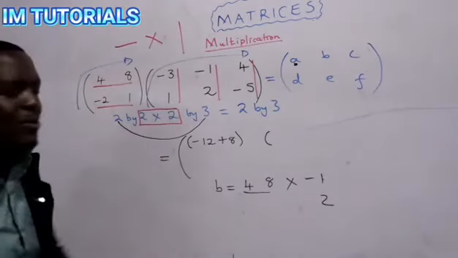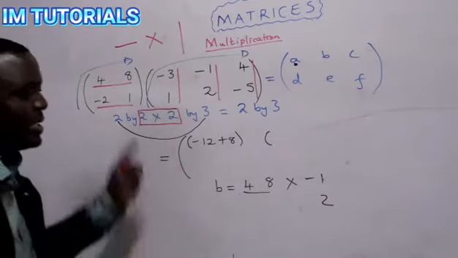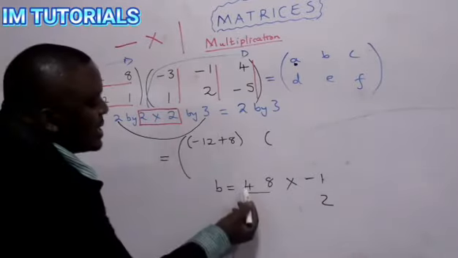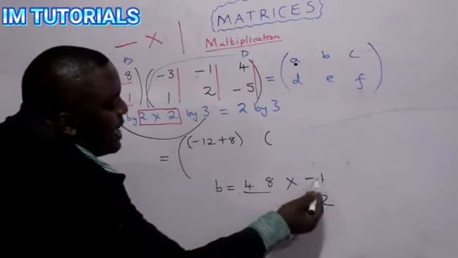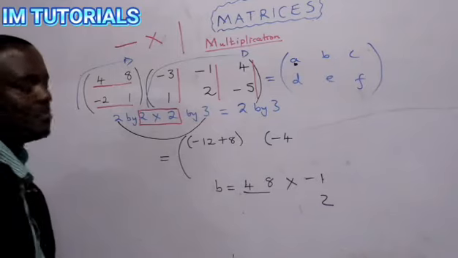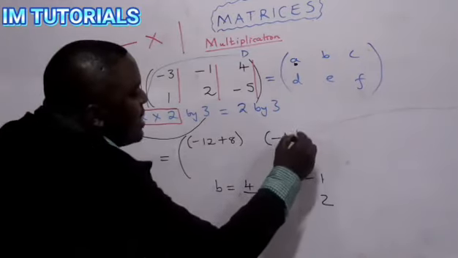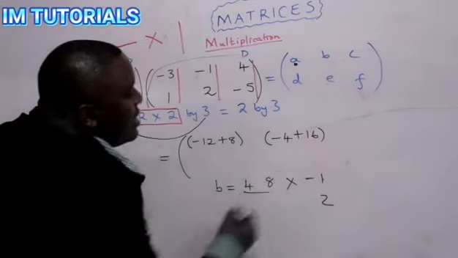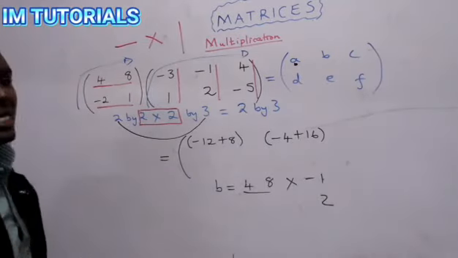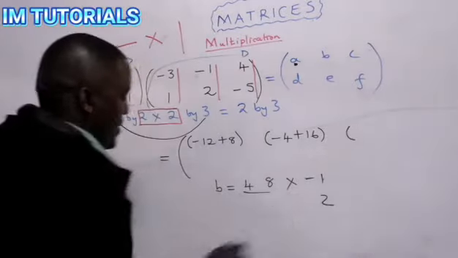Then we do the same concept. First number times first number. Last number times last number. So first number is 4 times first number, which is minus 1. 4 times minus 1, you get minus 4. Last number is 8 times last number, which is 2. 8 times 2, you get 16. So this value is representing B. I hope you are listening.